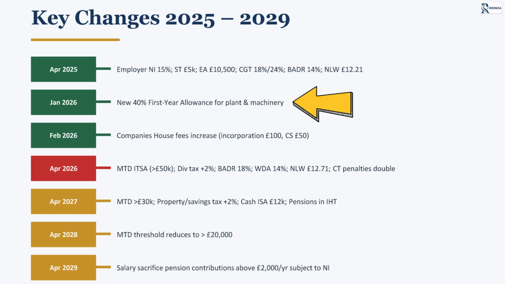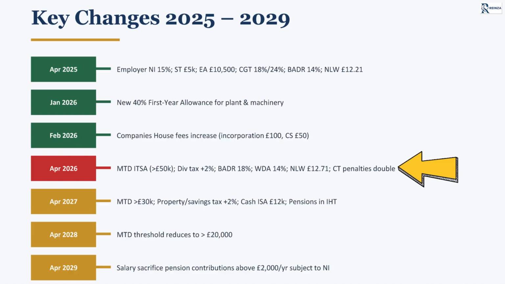January 2026. The new 40% first-year allowance for plant and machinery came into effect. February 2026. Companies House fees increased. Incorporation now costs £100 and the confirmation statement costs £50. April 2026. This is the big one. Making Tax Digital for Income Tax Self-Assessment launches for those with income above £50,000. Dividend tax rates increase by 2 percentage points.